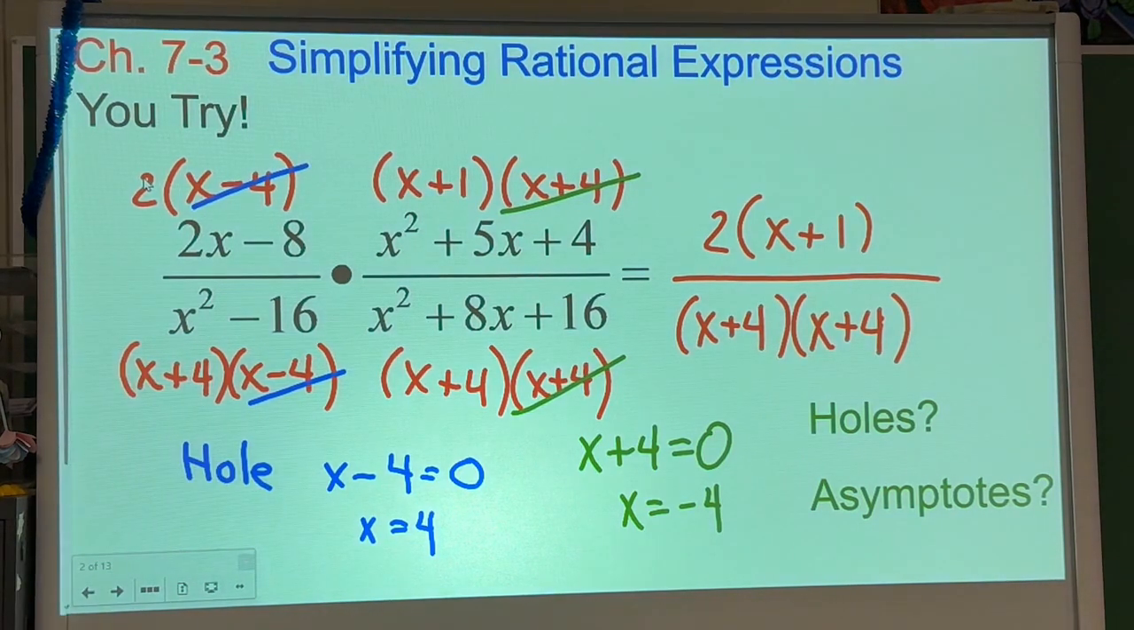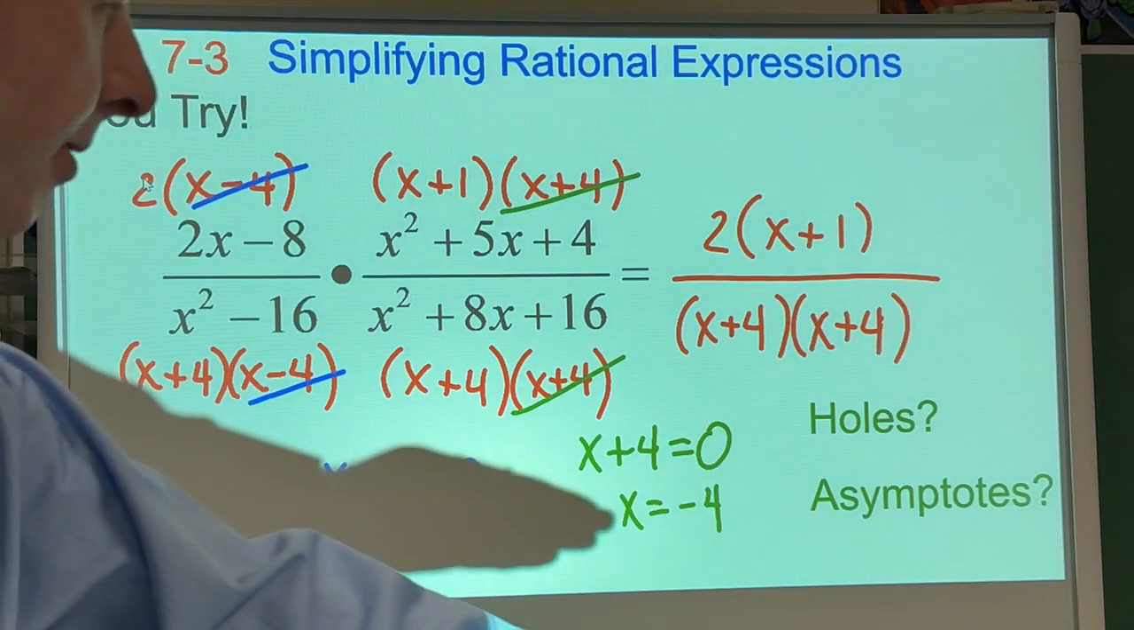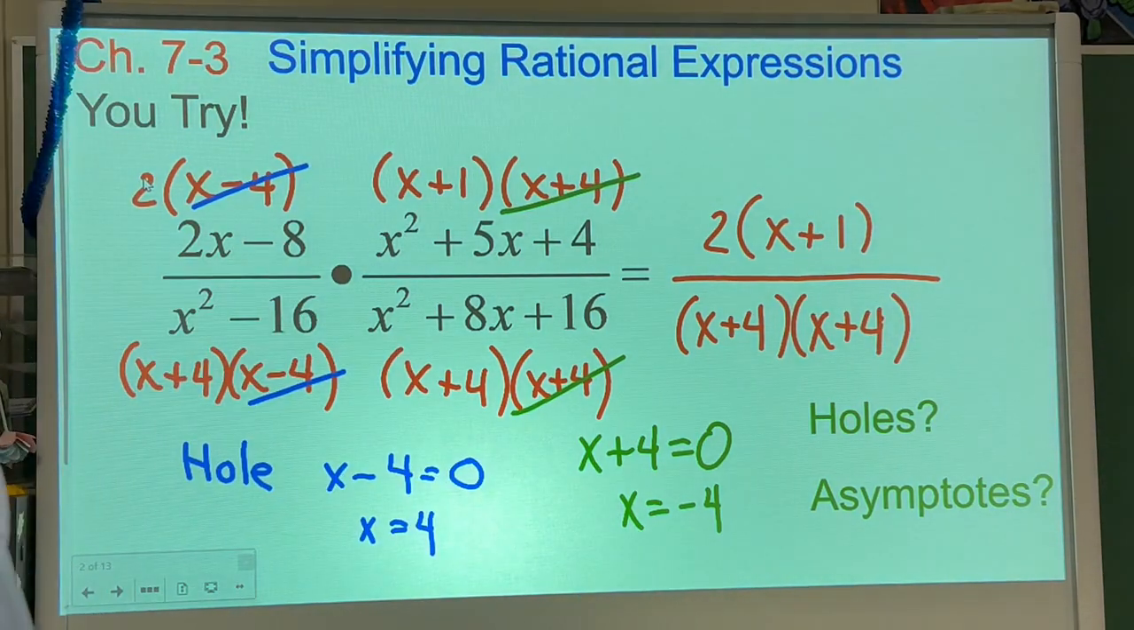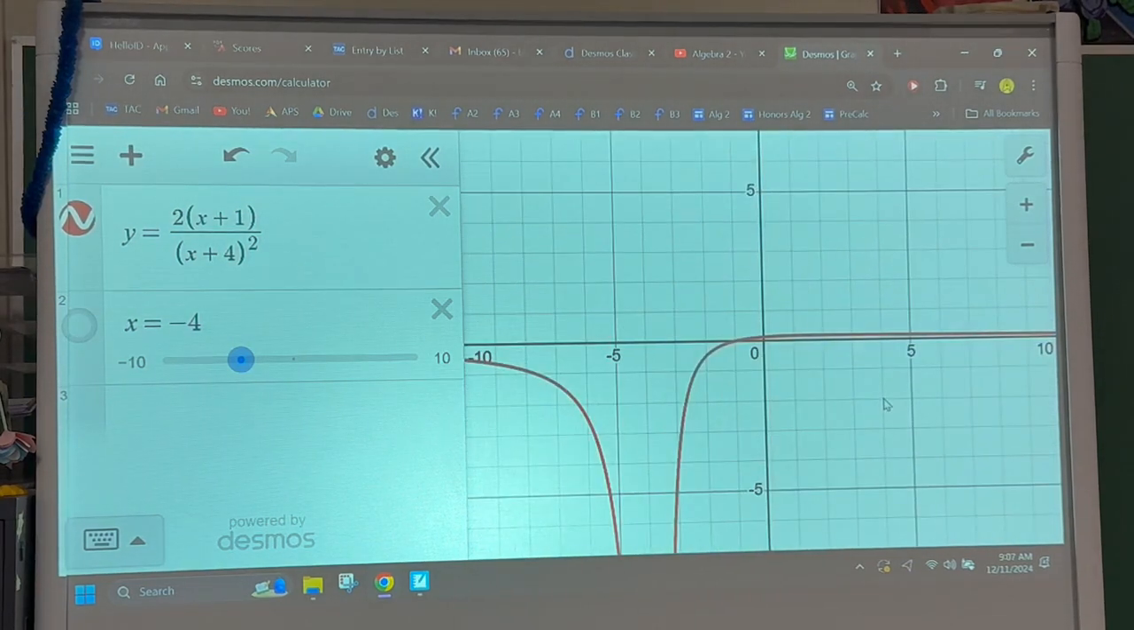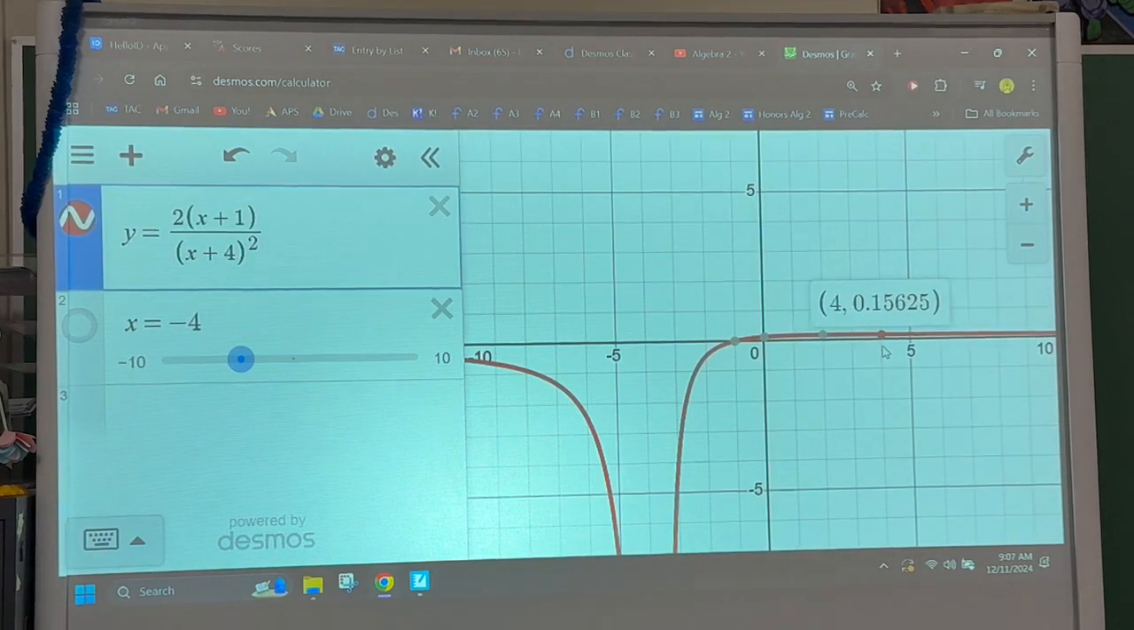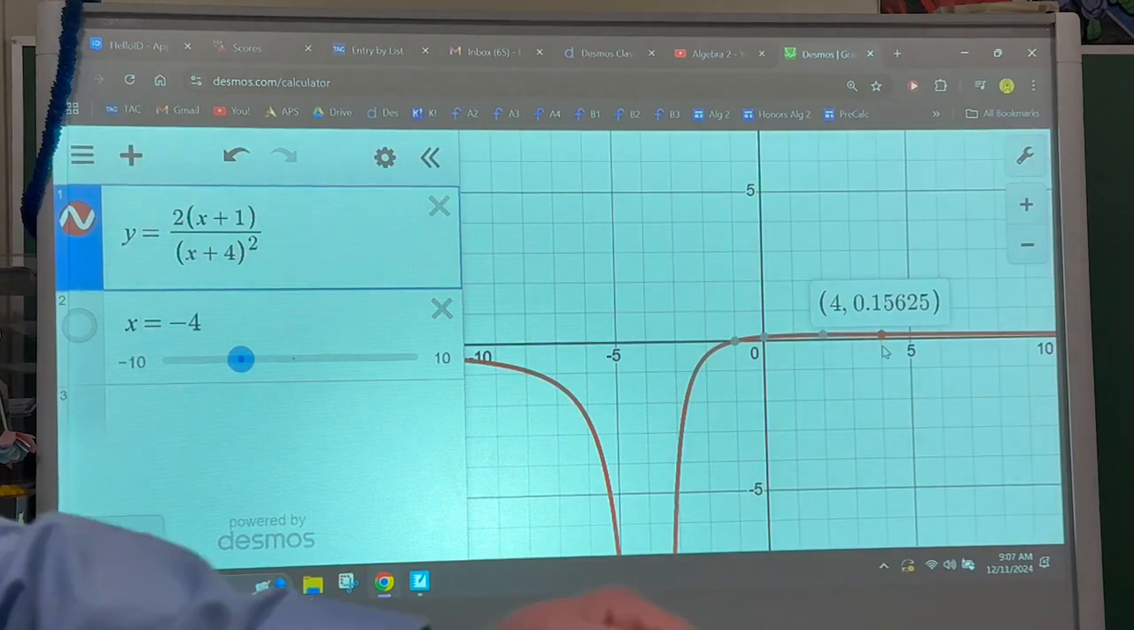This is either a missing point or an asymptote, but it can't be both. Well, here we go. Here's my graph. At 4, I have a missing point. Desmos will not show it to me. It's not that bright. The only way to get Desmos to show it to you would be to put in the original equation.